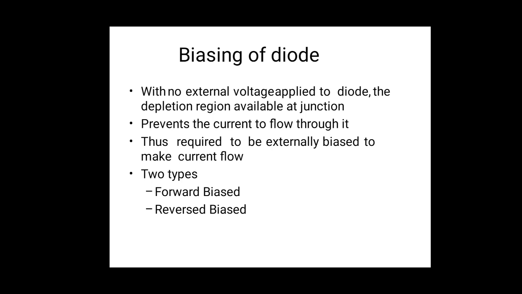With no external voltage applied to the diode, the depletion region is available at the junction, as we just saw. This depletion region prevents the current from flowing through it. So we require external biasing to make the current flow. That's why there are two types of biasing methods: one is forward bias, the second one is reverse bias. Let us see one by one.